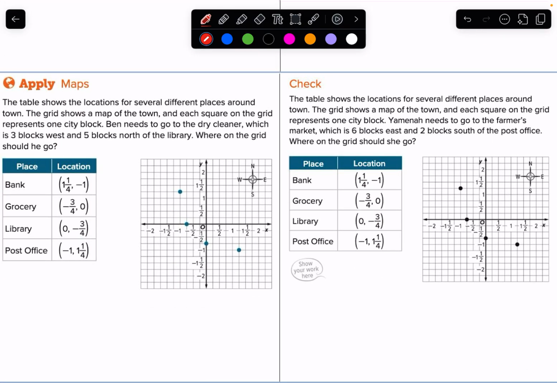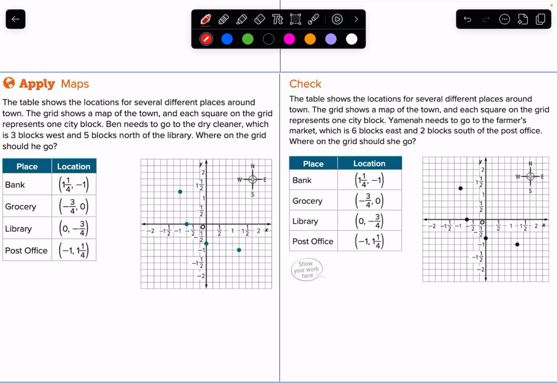The table shows the locations for several places around town. The grid shows a map of the town, and each square on the grid represents one city block. Ben needs to go to the dry cleaner, which is 3 blocks west and 5 blocks north of the library. Where on the grid should he go? Okay, so we have to figure out where he should go.